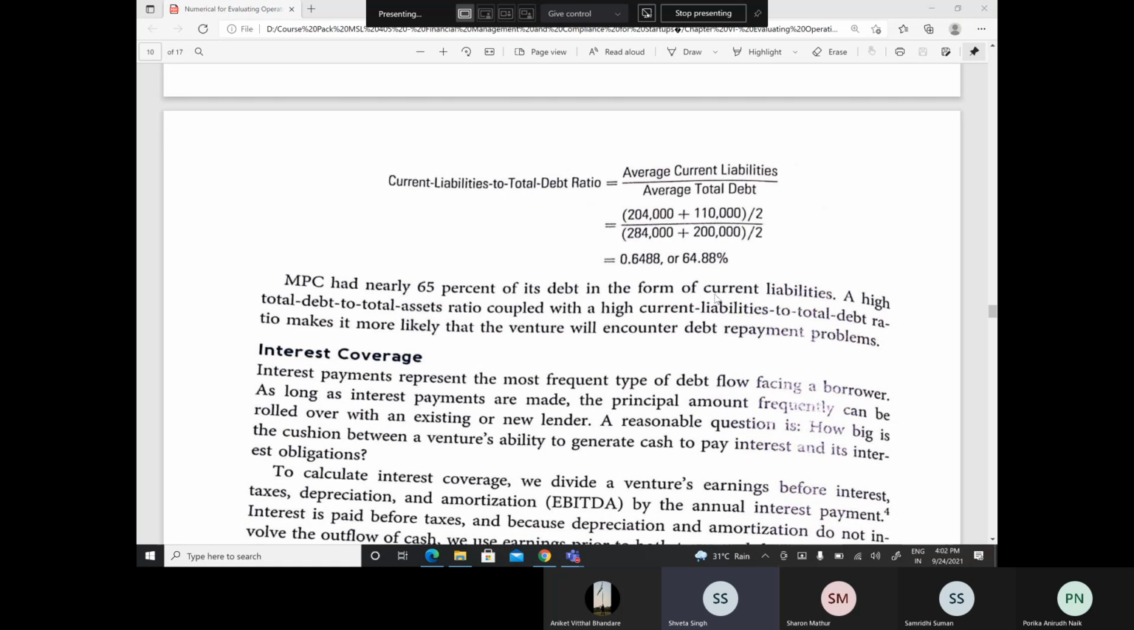So these ratios so far told us about the degree of leverage, that is, what is the amount of debt that is involved in the functioning of the enterprise.